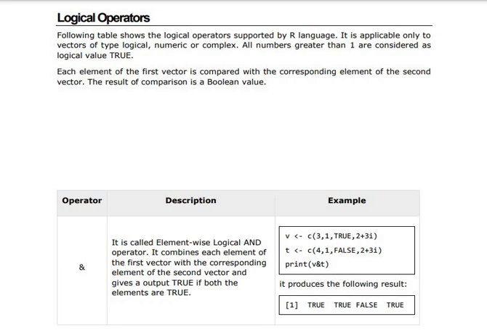So we have AND. It combines each element of first vector with the corresponding element of second vector and gives the output true if both the elements are true. If both are true, then only the resultant is true. Look at the example. 3 and 4 is true. 1 and 1 is true. True and false is false. 2 plus 3i and 2 plus 3i is true.